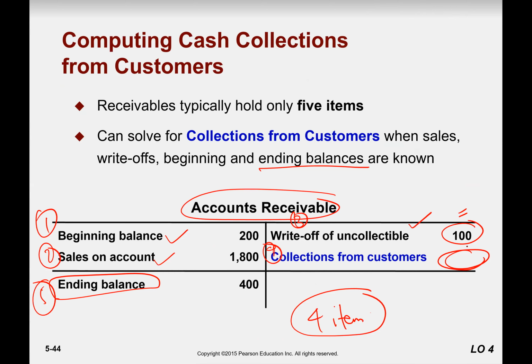Write-offs we subtract, right? Of course, this is the credit side, this is the debit side. And okay, what about collections from customers? Why do we subtract that? Because when we receive from our customer, we need to decrease the receivable and we need to increase the cash. So the customer's obligation is going to be decreased, right? This is the customer's obligation.